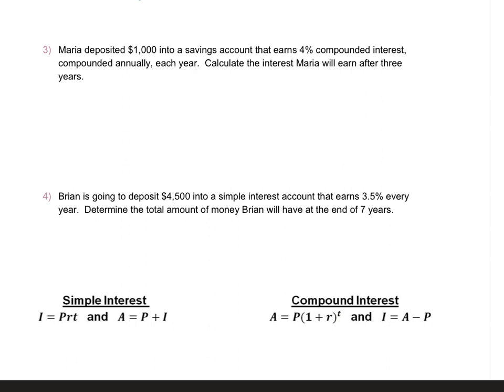So let's just look through a few other examples. All right, so we have Maria. She deposited $1,000 into a savings account that earns 4% compounded interest compounded annually each year. Calculate the interest Maria will earn after 3 years. Okay, so the two things we need to pay attention to are: what's the question asking for? Is it the interest or is it the account balance? And this one says calculate the interest. So that means we're going to be finding the I on this one. But then we also need to pay attention to, is it simple or compound? Well, this one says compound. If we look down, I put the formulas down below so you can see them. We're looking at the compound formulas. We always have to start with the account balance, but this one wants the I, so we're going to do the account balance formula and the interest formula of account balance minus the principal.